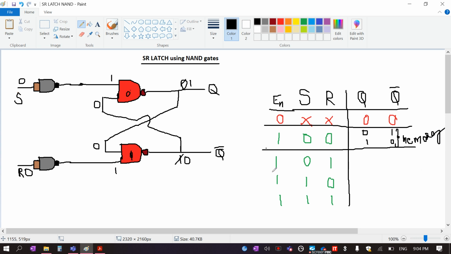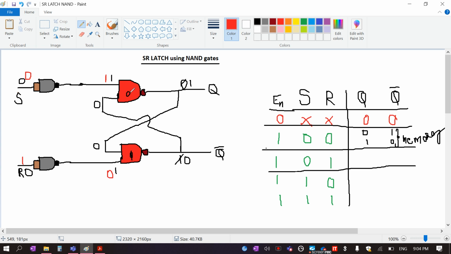Let us take this case 0 1. So 0 and then 1. What will happen? When we pass through the NOT gate, it will become 1 and it will become 0. So which is the high? This NAND gate is high because this is 1, right? So we will activate this NAND gate.